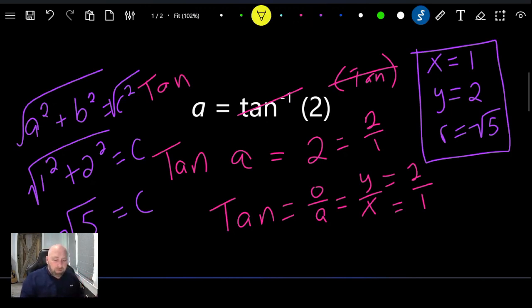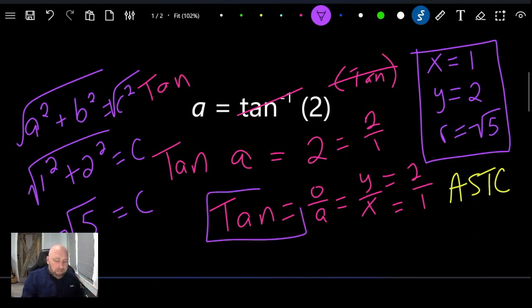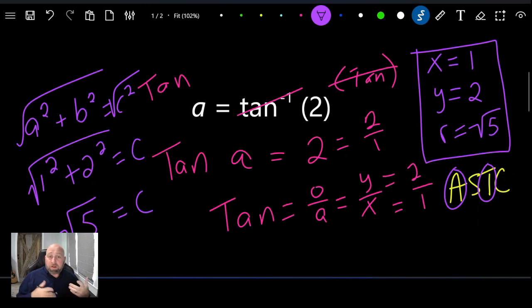Something else that we can do from this information is we can do our All Students Take Calculus. All right, so let's go ahead and see where we're at. Notice that our tangent is positive. Where is tangent positive? First and third. So again, more valuable information that we need, and then we can figure out from there.